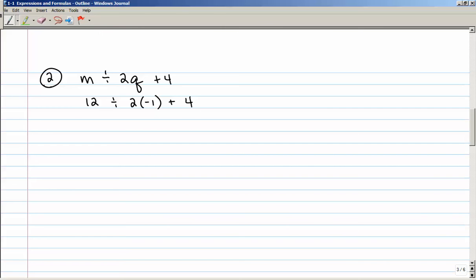I think your first response would probably be to do the 2 times -1 because that looks kind of easy and it's just kind of staring there looking at you. But order of operations says since I have division, multiplication, and addition, I do my multiplication and division in order as they come from left to right. So the first thing I have to do is 12 divided by 2, which gives me 6, and then multiply by a -1 and add 4. So doing the multiplication, my final answer is a -2.